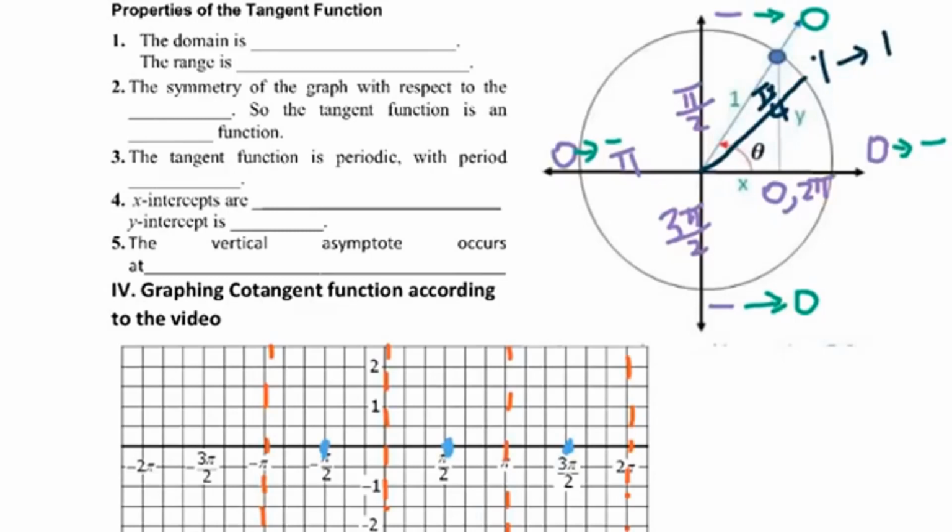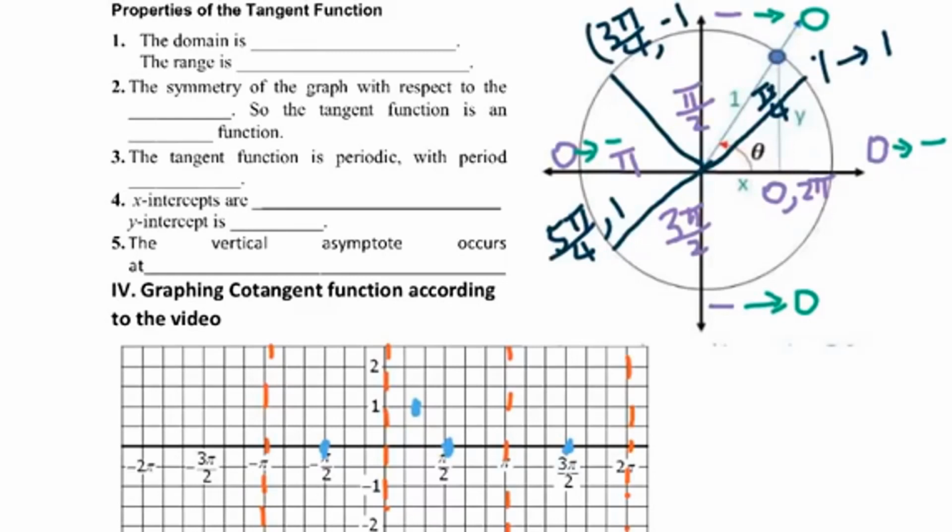So you will find pi over 4 is still 1. That's over here. And for 5 pi over 4, that will be 1 also. And 3 pi over 4, that's negative 1.